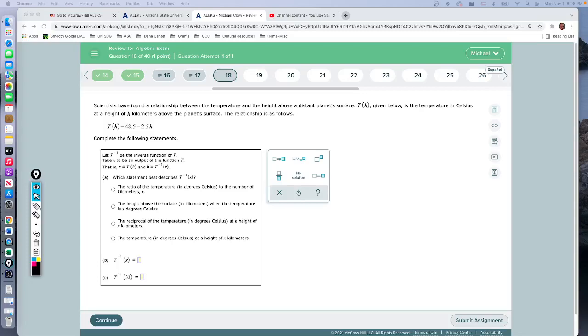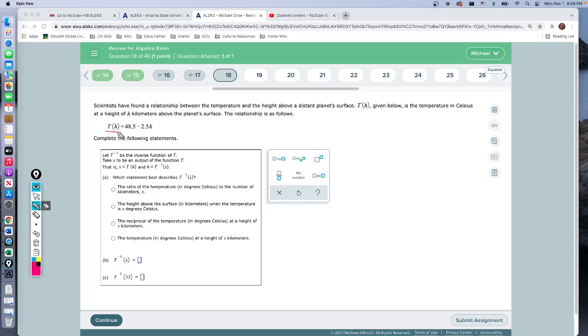Question 18. Let's go ahead and discuss how I would go about this. It's a word problem. What I do is focus on a few things to start off with before I even start reading.